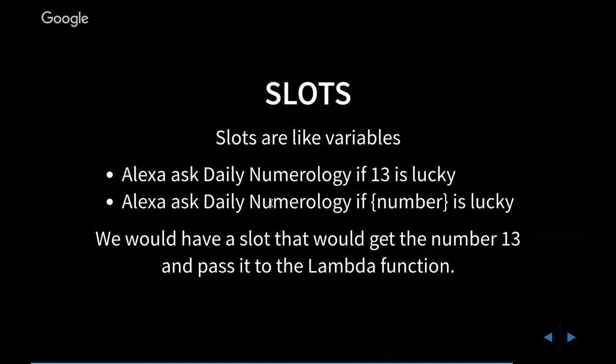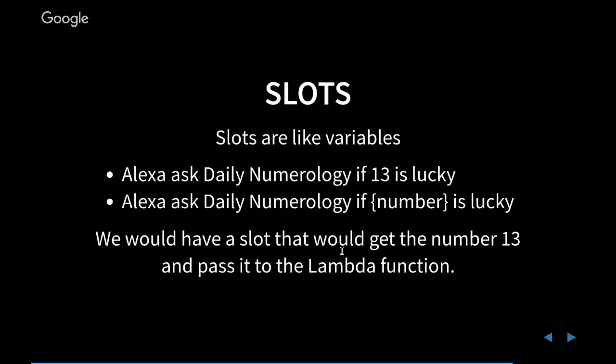So we're going to go: Alexa, ask daily numerology if 13 is lucky. Alexa, ask daily numerology if number is lucky. You can see here, hopefully, I don't know if you can see my mouse on your screen. Oh, you can. It's very slow though. 13 is a variable. And this is an example of how you would write it out in these slots. The way it's been described a lot is like Mad Libs, right? Ask daily numerology if blank is lucky, and whatever fills in that blank is going to be given to you. So you're going to be passing that information to your Lambda function.